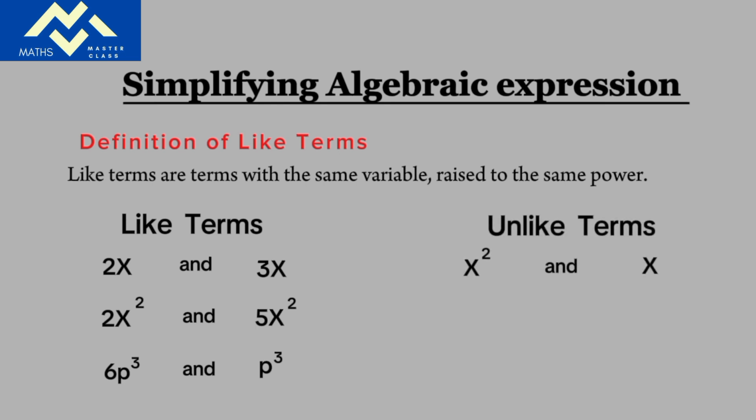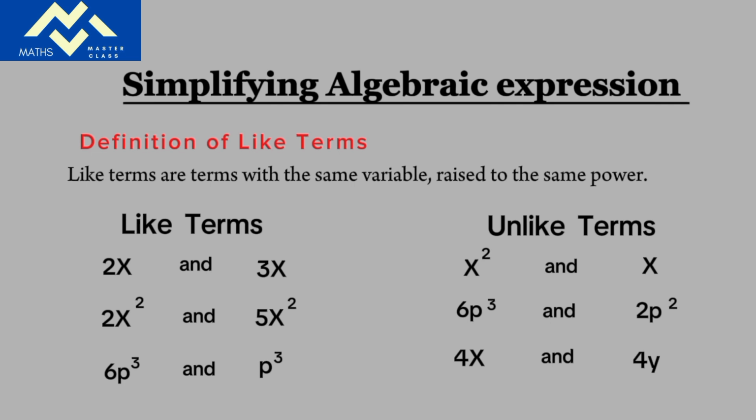For instance, x squared and x, same variable x but different powers, they're unlike terms. 6p to power 3 and 2p to power 2, same variable p but different powers, unlike terms. One more, 4x and 4y, x and y have same power of 1, but they are different variables, so they are unlike terms. Here's the key point.